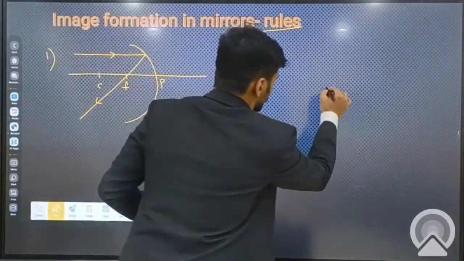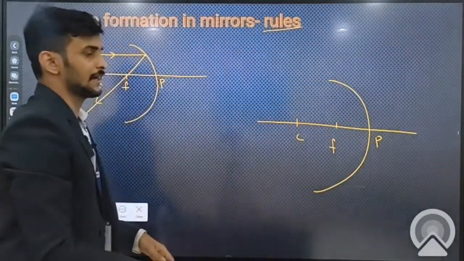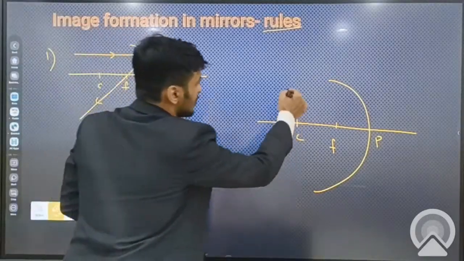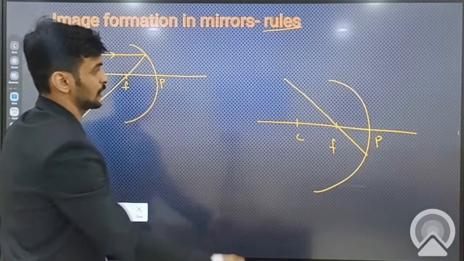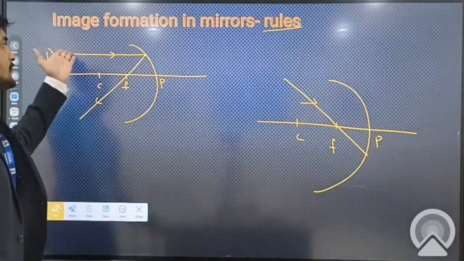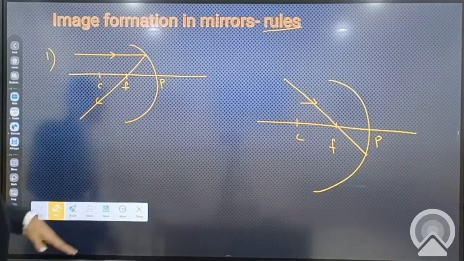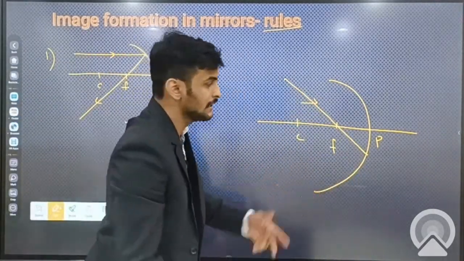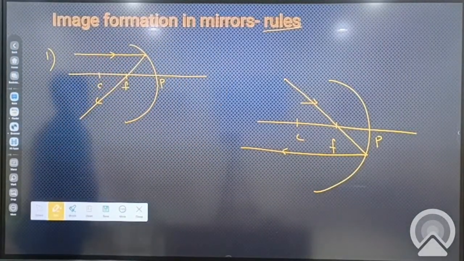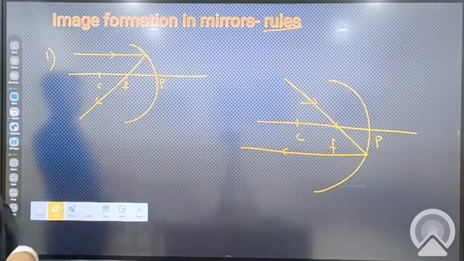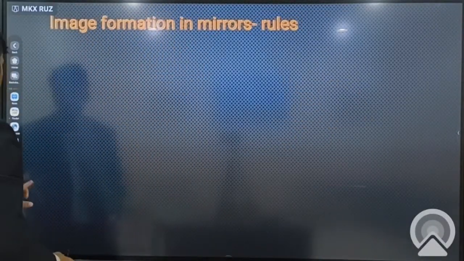The second rule, with my pole, focus and center, is just opposite to the first rule. Listen, guys. A ray passing through the focus. The first rule was a ray parallel to the principal axis passing through the focus. Here the ray is passing through the focus, then it will go parallel to the principal axis, just opposite to the first one. Is it clear? Okay, so next, the third rule.